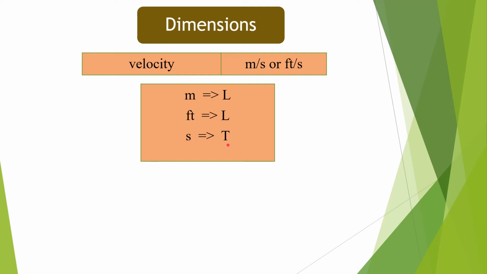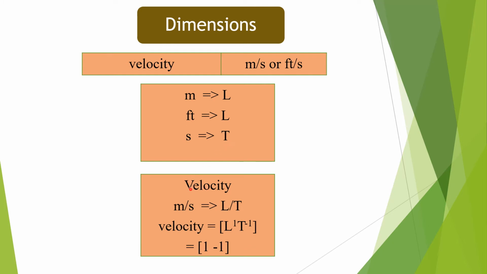From this we can write the formula of velocity, meter per second, as L divided by T. Whatever you take, meter per second or feet per second, both will be equal to L divided by T. Now we have the dimensional formula of velocity: [L^1 T^-1]. Here L and T are not dimensions of velocity. These are only ways of representation to get the actual dimensions.